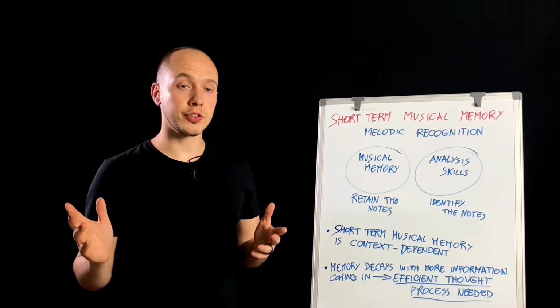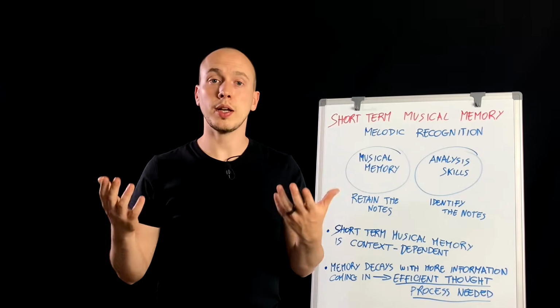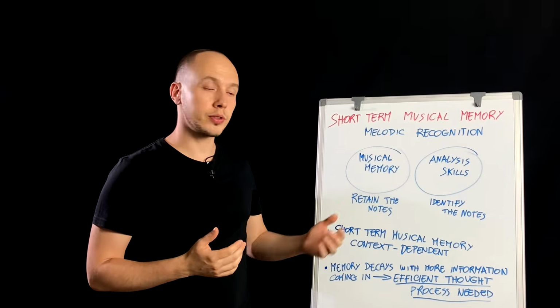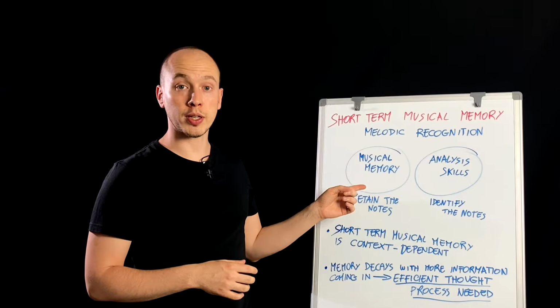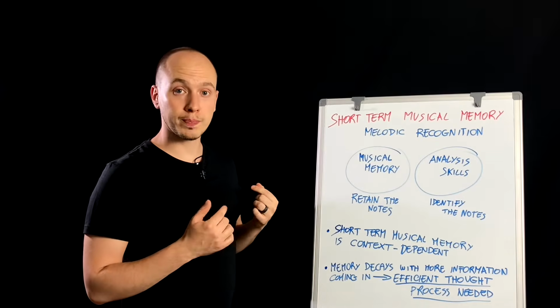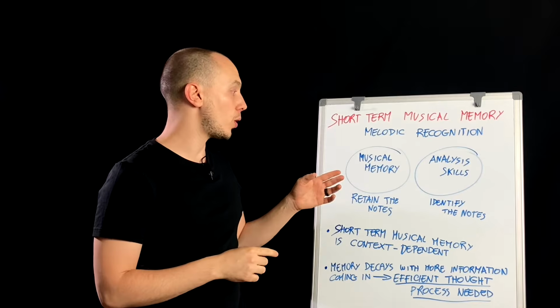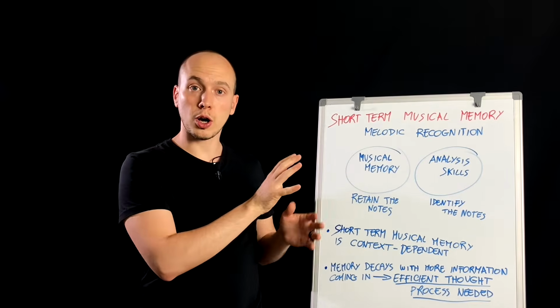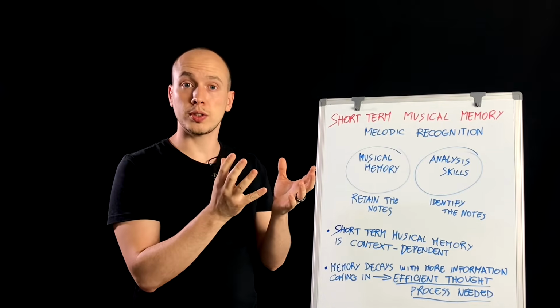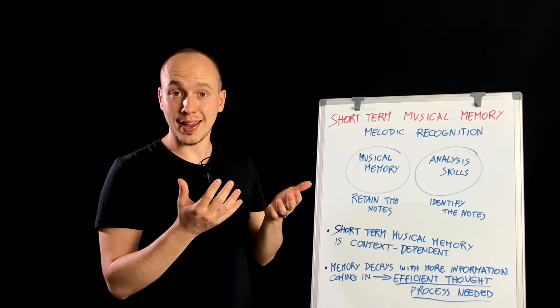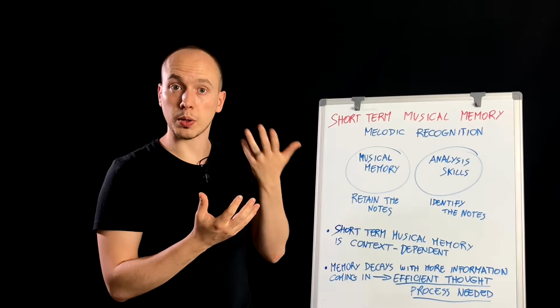So the first thing I can say is that our melodic recognition system is made up of two components. One is musical memory, which allows us to retain the notes after listening to them. So this is the first part of the melodic recognition task. We listen to a melody and we must retain the notes correctly in our head.